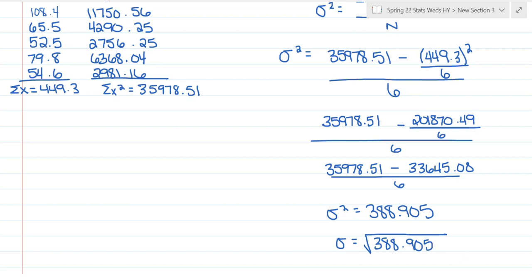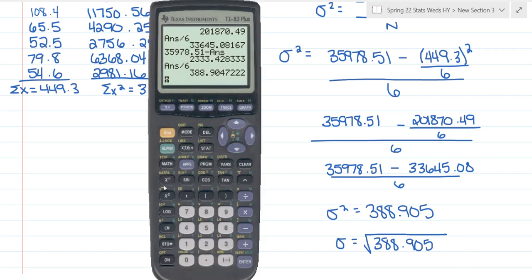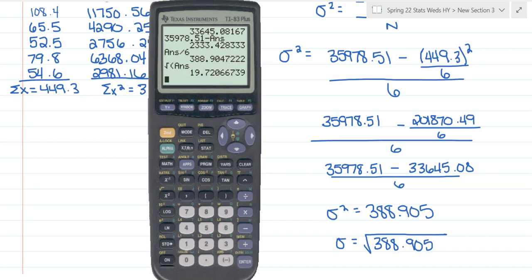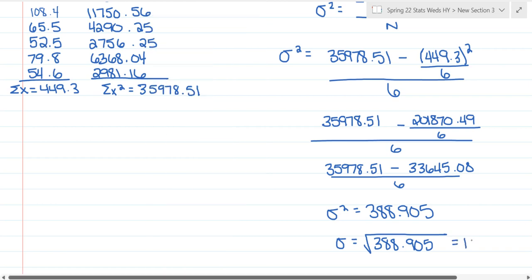Okay, so we'll go back to the calculator, and we'll go second square root, second negative, pull up that previous answer, 19.721. So variance, standard deviation. And then going back to that example, what does that mean?